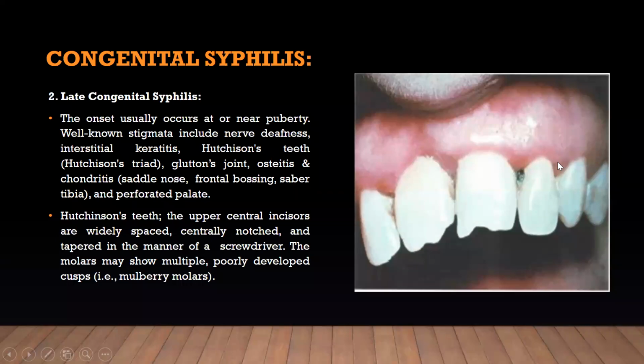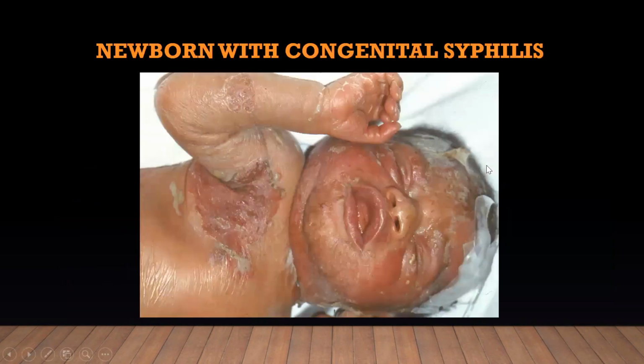Late congenital syphilis: the onset usually occurs at or near puberty. Well-known stigmata include nerve deafness, interstitial keratitis, Hutchinson's teeth, Hutchinson's striae, Clutton's joints, otitis and chondritis, saddle nose, frontal bossing, saber tibia, and perforated palate. Hutchinson's teeth: the upper central incisors are widely spaced, centrally notched, and tapered in the manner of a screwdriver. The molars may show multiple poorly developed cusps, that is, mulberry molars.